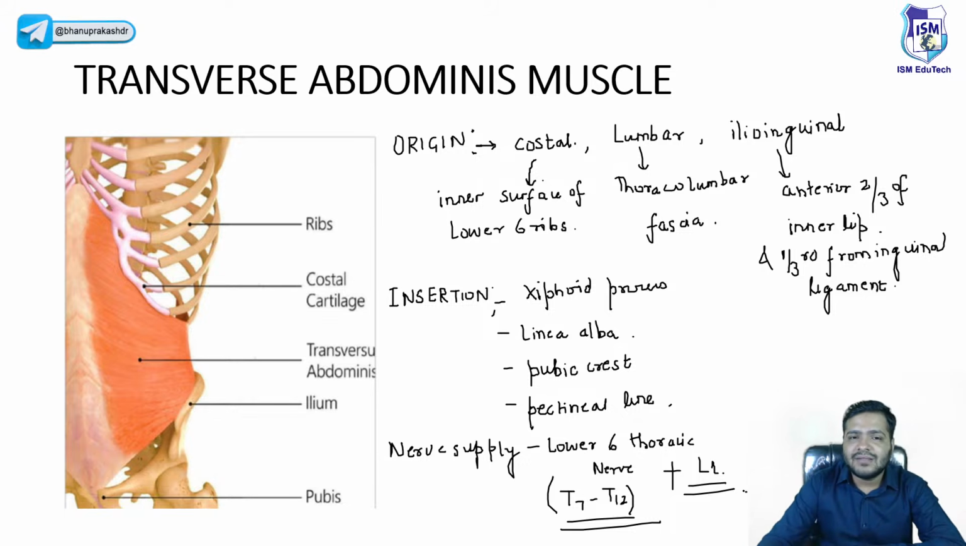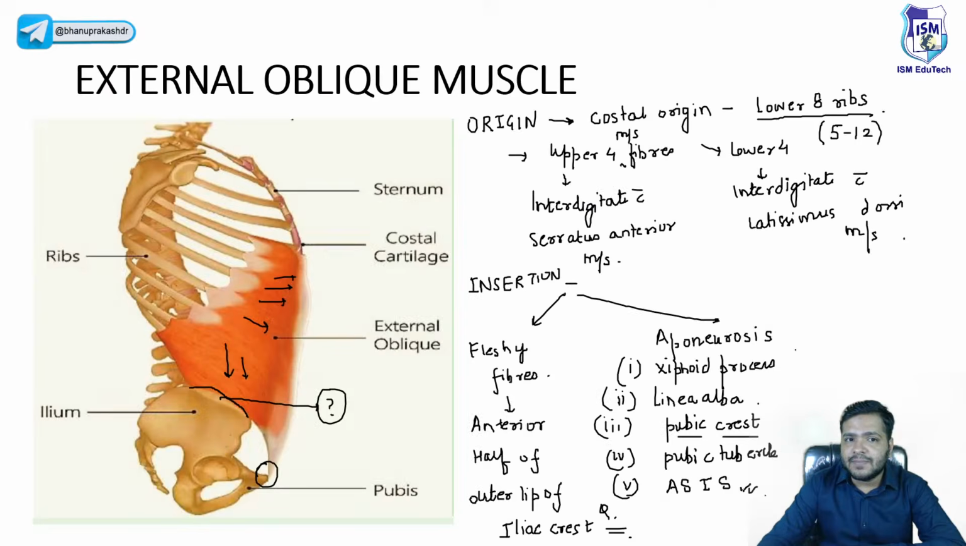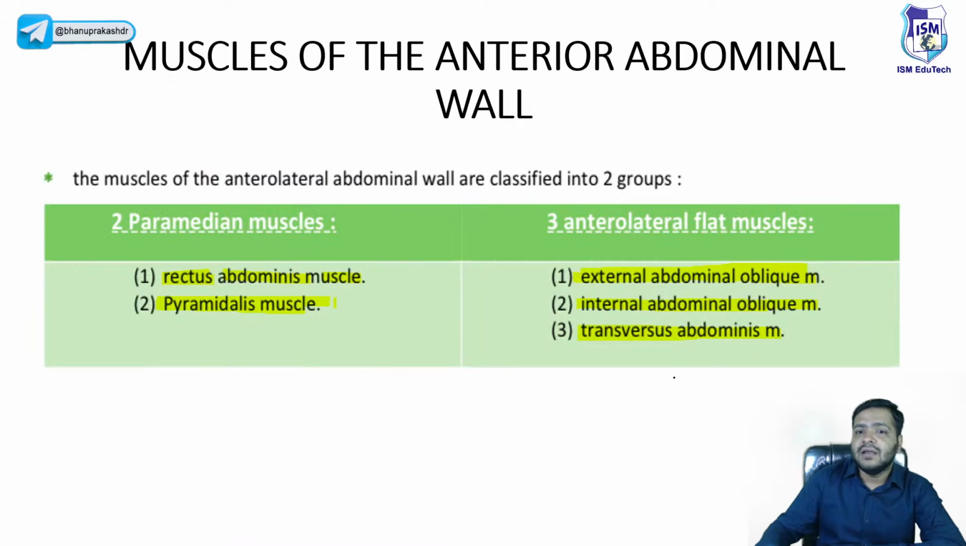So we have discussed the transverse abdominis muscle. We have discussed the internal oblique muscle. Yesterday, I have already discussed the external oblique. So we have completed the anterolateral flat muscles. Now we will move on to the paramedian muscles, guys.